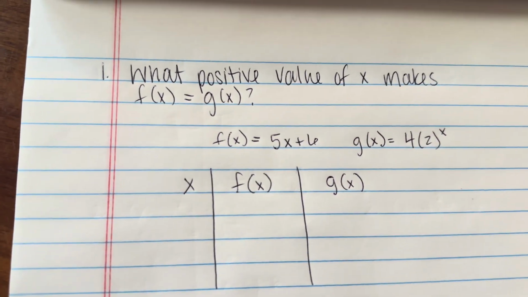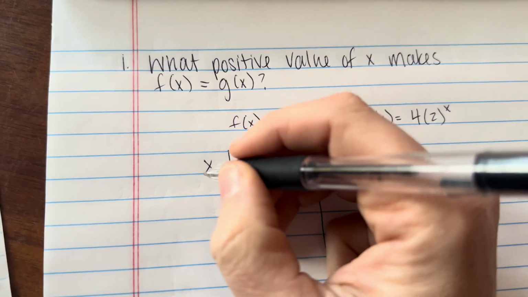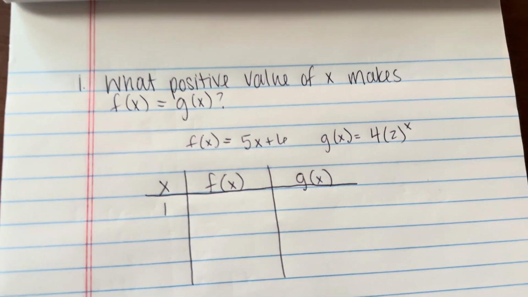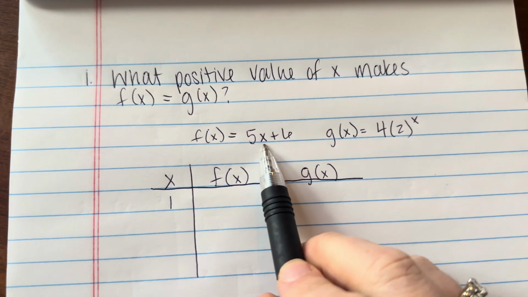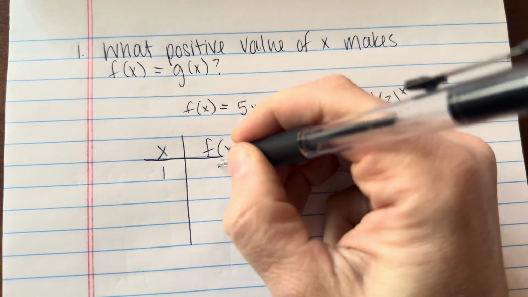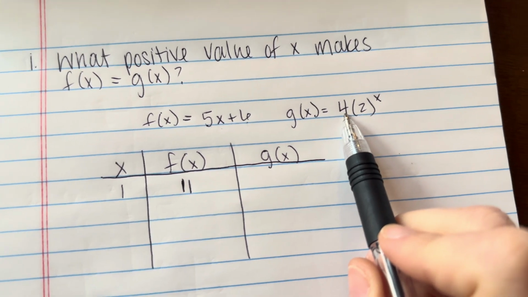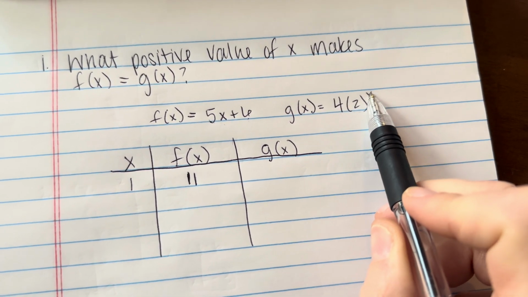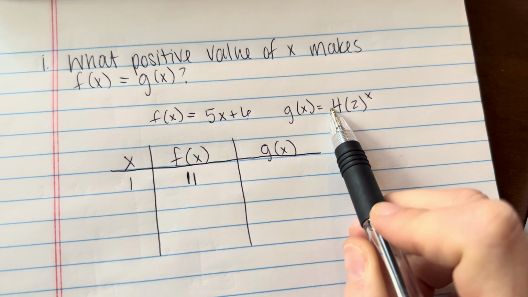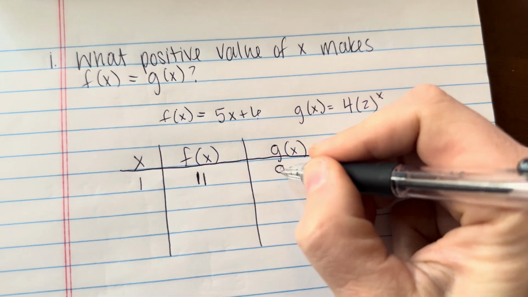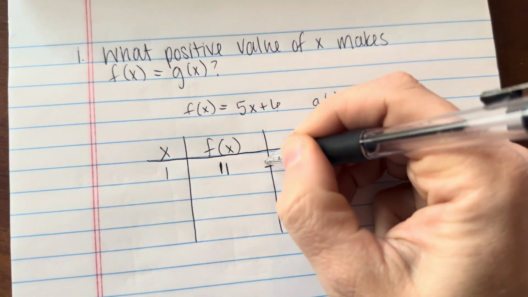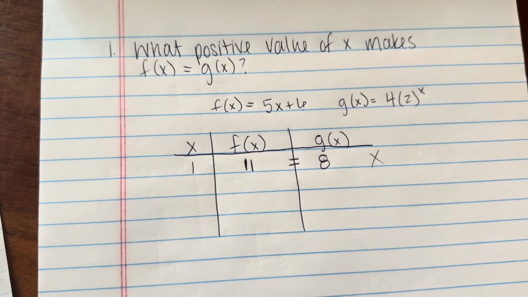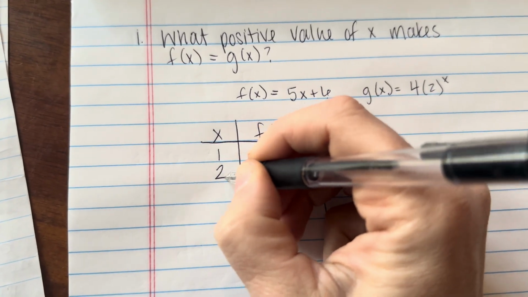And so what we're going to do, since it says positive value of x, we're going to start with our very first x value being 1. All right, and what we're going to do is plug it in. So 5 times 1 is 5, plus 6 is 11, and 4 times 2 to the x power. Remember, we do exponents first. So 2 to the first power is 2, and 4 times 2 is 8. So we are trying to figure out where these two things are equal, and they are not equal right here. So that's, nope, doesn't work. Move on.